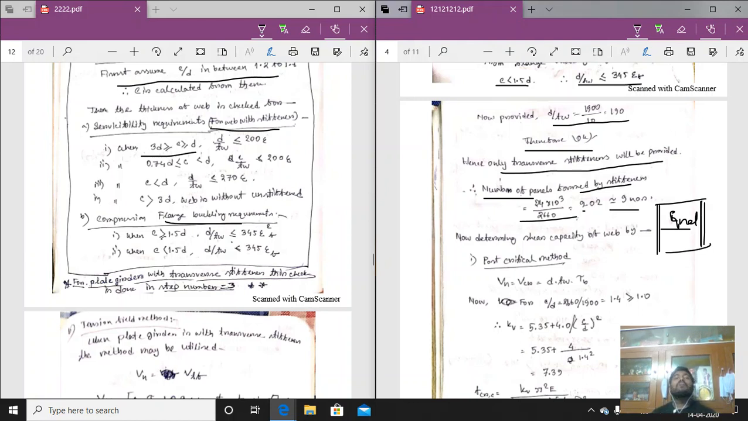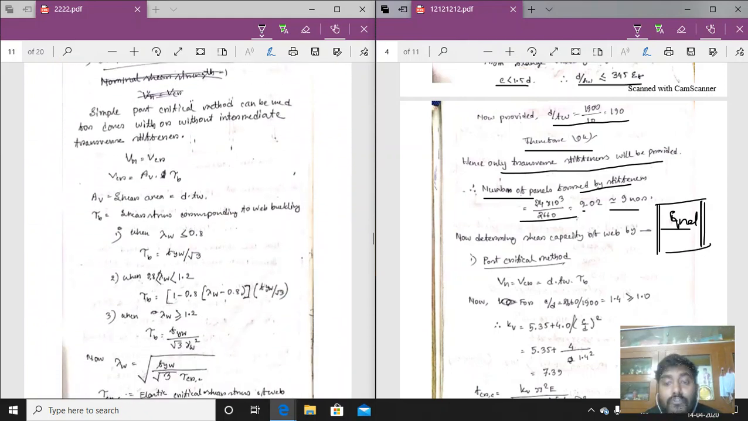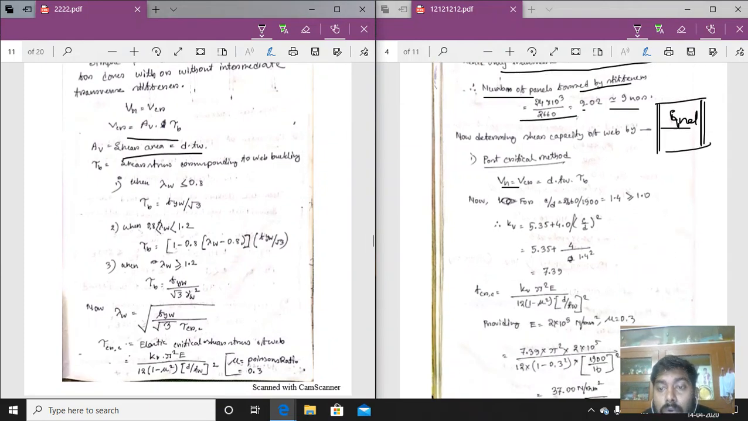There are two formulas basically, you know. Number one is the simple post critical method. The second one is the tension field method. As it is not specified in the problem which formula we have to use, basically we will use the simple post critical method. So using the simple post critical method, the formula is given here as well as in the code. So Vn equals VCR, and VCR is equal to AV into tau B, where AV is the shear area, D into TW. That is the value we are getting from the code. So putting all the values here, D into TW into tau B.